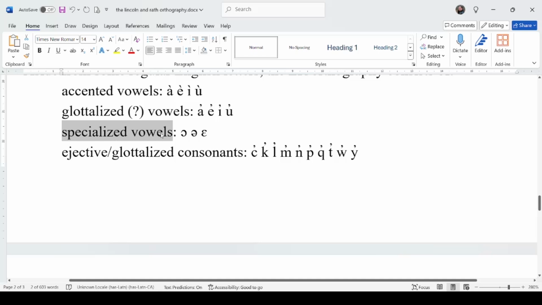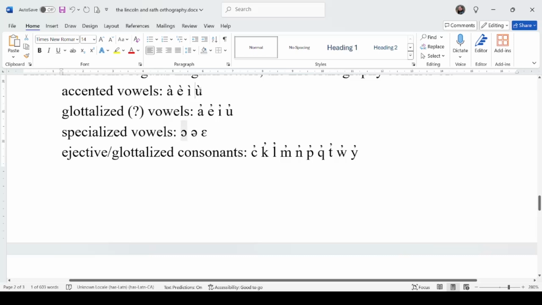There's also what I call specialized vowels. Again, I didn't really know what to call them, but you have this symbol, which is kind of like an upside down backwards C, and this is O. It's represented by the letters A and U nowadays. Hein Vink actually used a letter O, but that stopped with Lincoln and Rath. So they actually used AU in some instances.